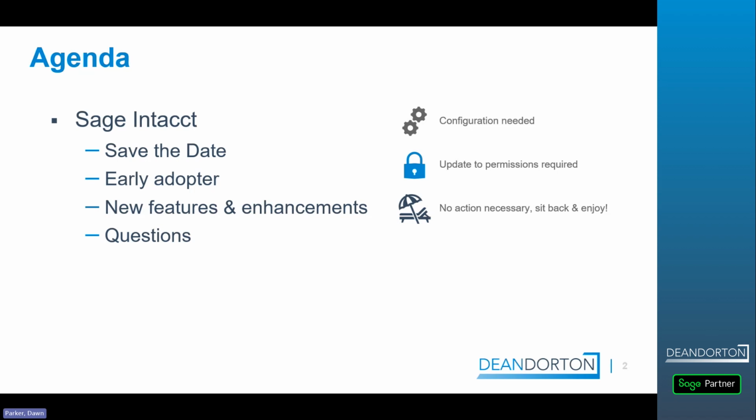You'll notice over to the right, you've got three little icons. If you see the gears on a slide, that means that a configuration is needed to enable that feature. If you see the little lock, that means there's a permission required. And if you see the lounge chair, that means you can sit back and relax, and you already have that feature, and there's nothing new that you need to do to take advantage of that. So just keep that in mind as you see those icons on each of the slides.